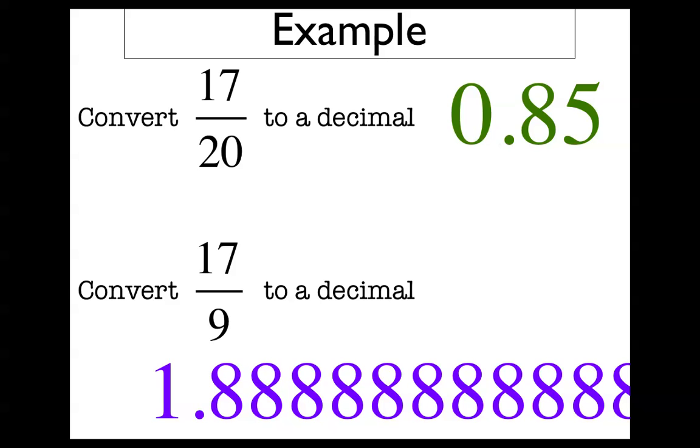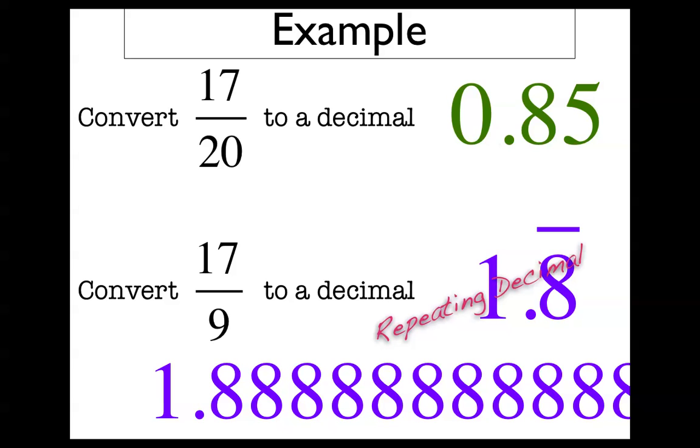That's okay. There's a better way to write this, and you probably already know the trick when you have repeating decimals. You write it with a little line over the 8 to show that the 8 repeats over and over and over, forever and ever and ever. We call this kind of number a repeating decimal. Why? Because it repeats forever.